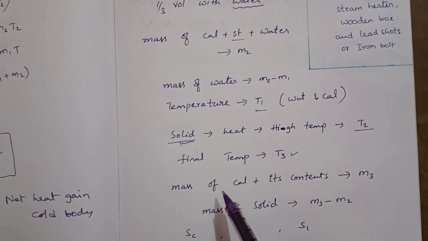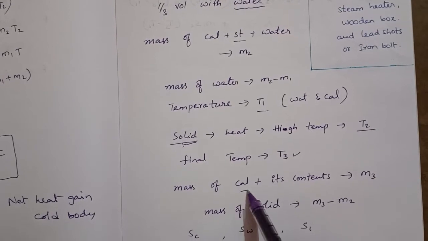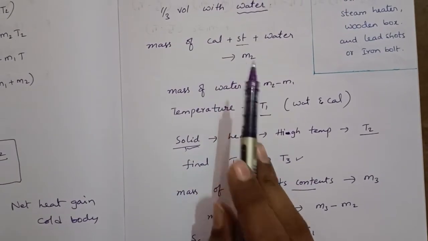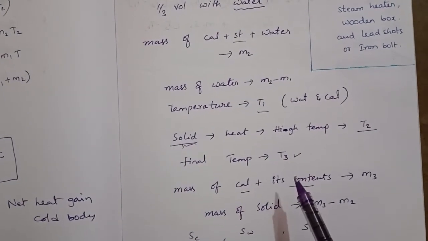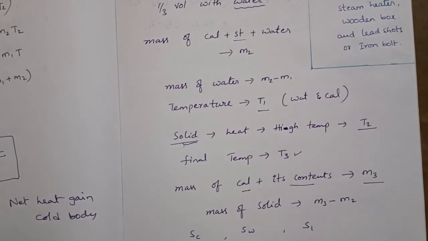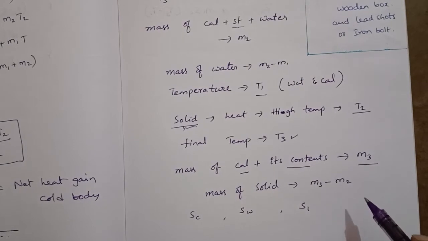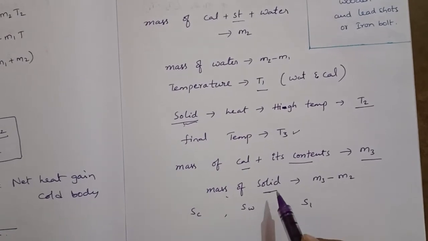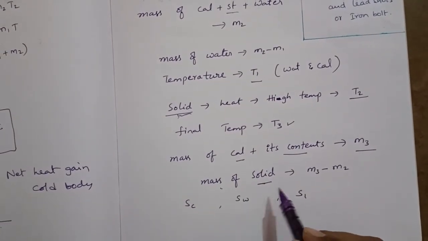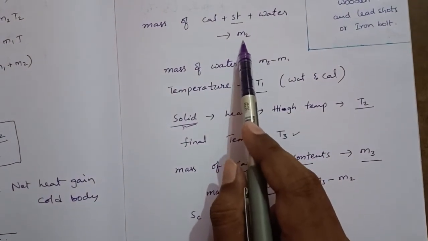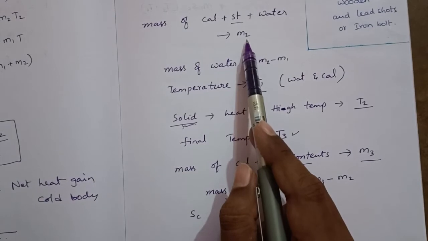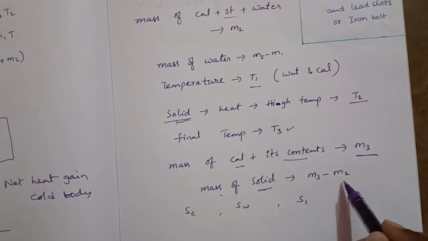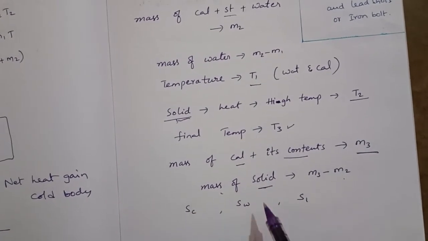Now again measure mass. Mass of the calorimeter with its contents. What are the contents? Calorimeter, stirrer, water and solid material. That we can take as M3. Now if we want only the mass of the solid, we can remove the remaining. The remaining mass, calorimeter, stirrer and water, is M2. After adding solid material, it becomes M3. So M3 minus M2 gives the mass of the solid material.